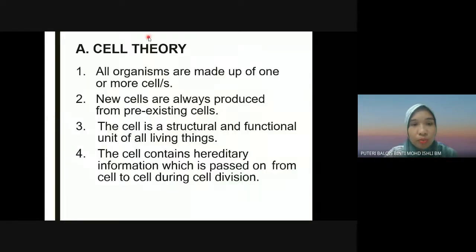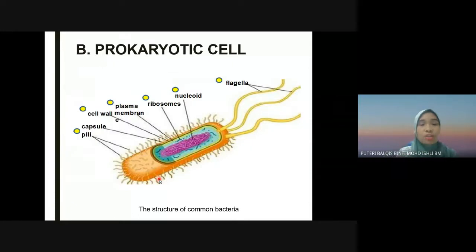So the cell theories. First theory, all organisms are made up of one or more cells. Theory number 2, new cells are always produced from pre-existing cells. Number 3, the cell is a structural and functional unit of all living things. And number 4, the cell contains hereditary information which is passed on from cell to cell during cell division. The hereditary information refers to the DNA. So we have 4 cell theories, but you only need to state 3.